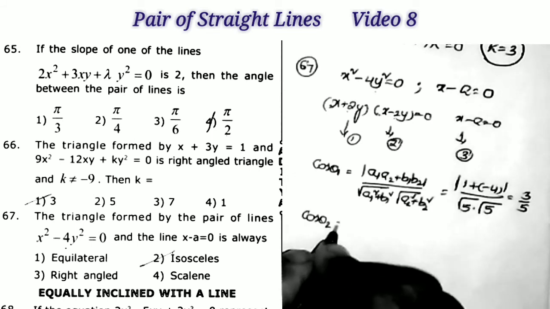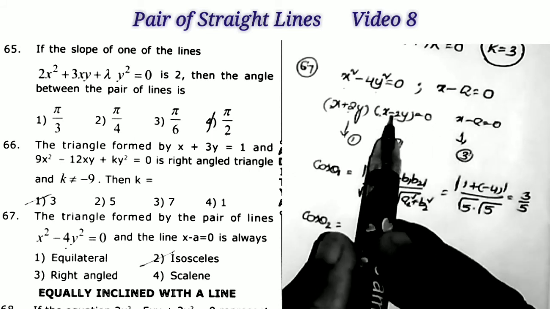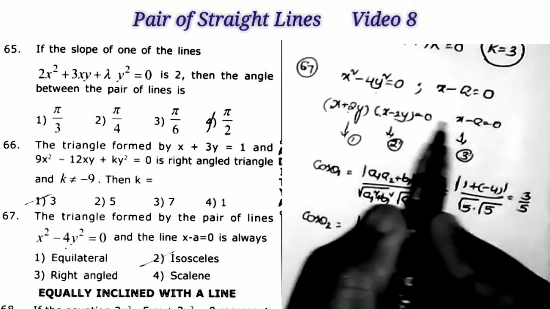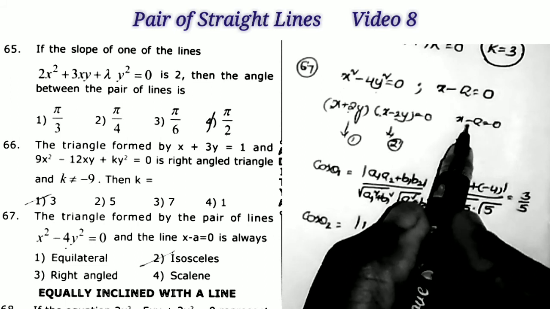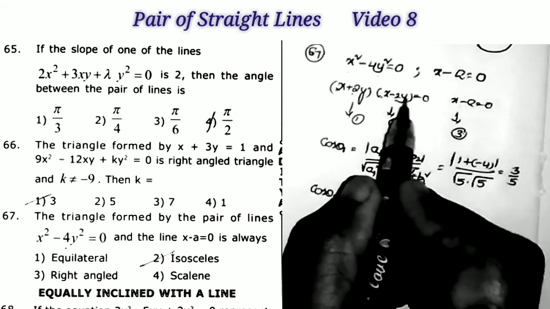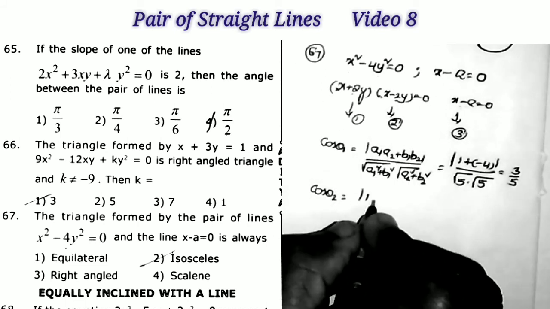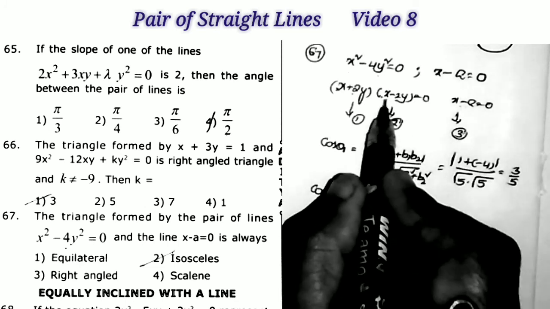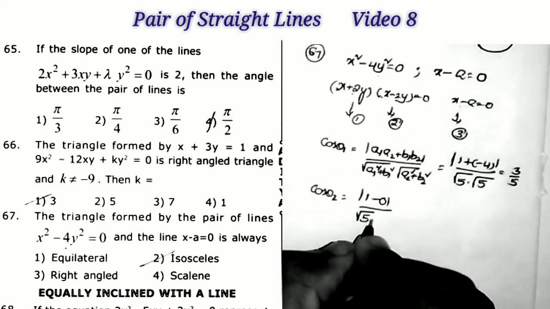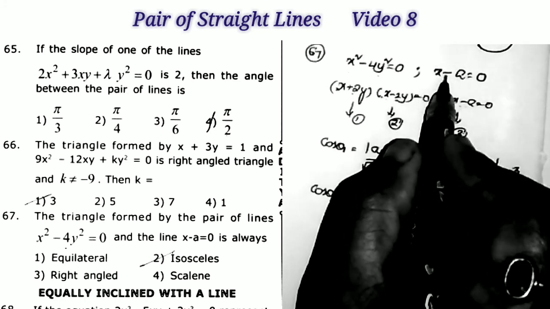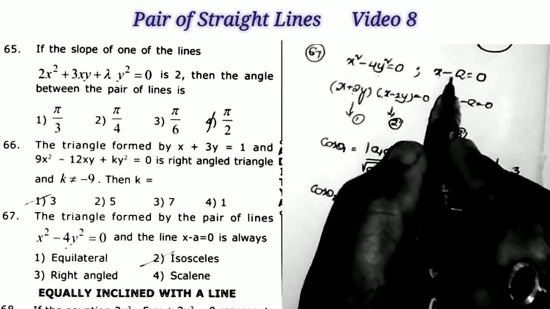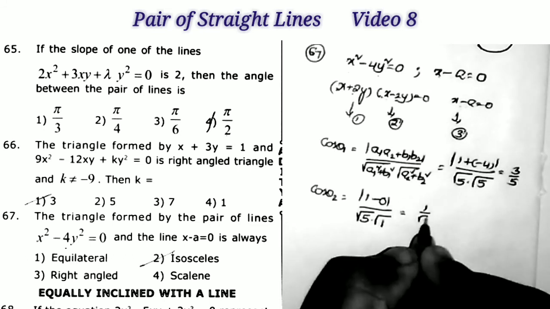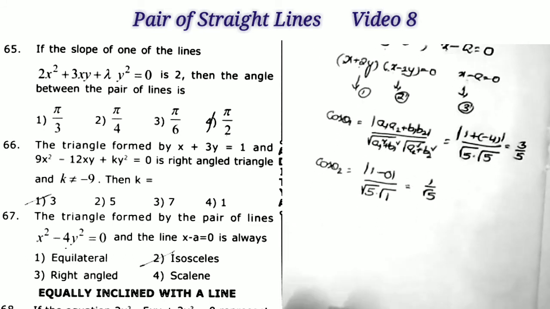What is cos theta 2? Angle between 2 and 3. a1 a2 is 1 into 1, 1. b1 b2 is minus 2 into 0. There is no y term in the third equation. b1 into b2 means minus 2 into 0. That is 0, by square root of a1 square plus b1 square, 1 plus 4, 5, into a2 square plus b2 square, 1 plus 0. There is no y term here. That is equal to 1. So the cosine is equal to 1 by root 5. So this is the second angle.